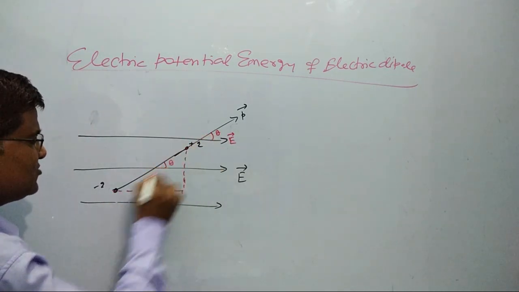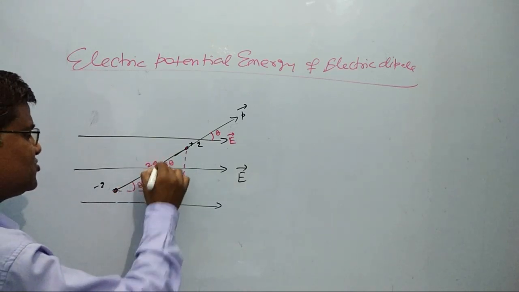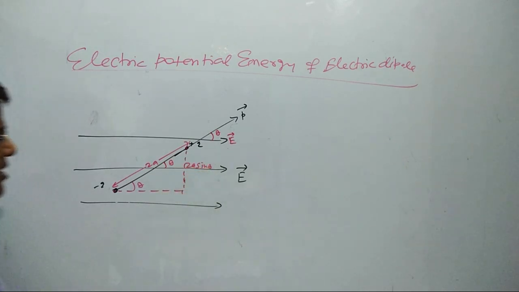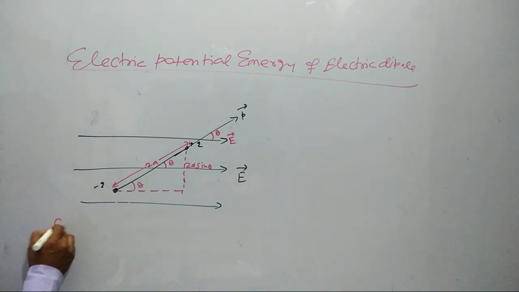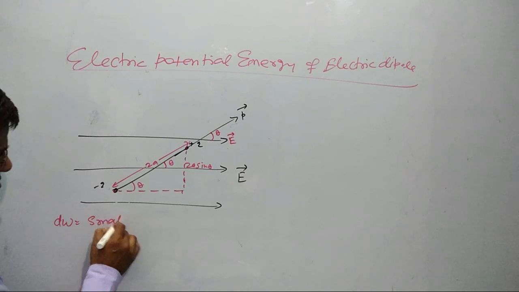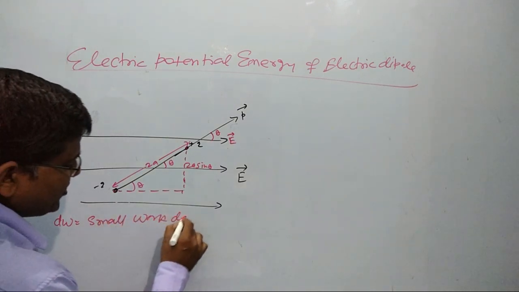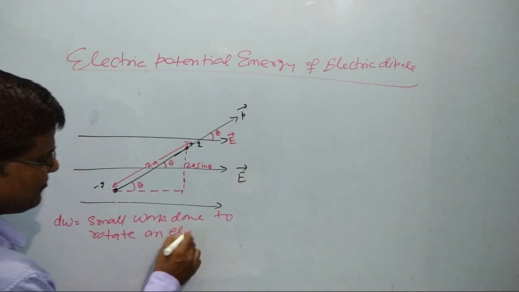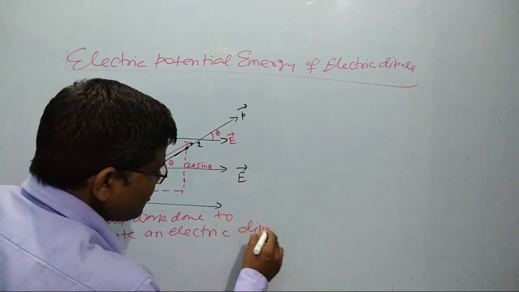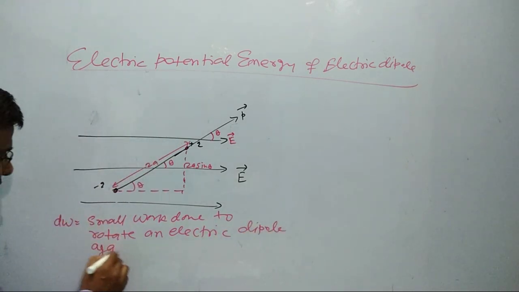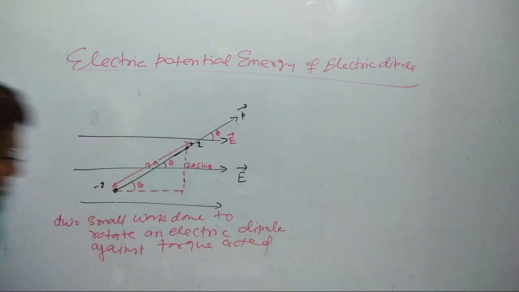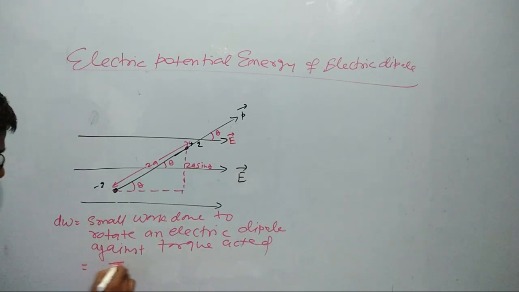If this is theta, this is also theta, and this distance is 2a, and this is 2a sine theta. This distance is 2a sine theta. Then dW is the small work done to rotate an electric dipole against the torque acting.